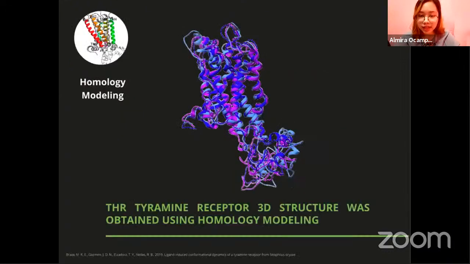So in homology modeling, we use the amino acid sequence and experimental 3D structures of homologous proteins to our protein in order to create a 3D structure of our desired protein, which is the rice weevil tyramine receptor. So why is this step needed? It is because the 3D structure of the tyramine receptor of rice weevil is not yet experimentally obtained. That is why we need to model it using the amino acid sequence available in online protein databases and online tools. Okay, so next slide.